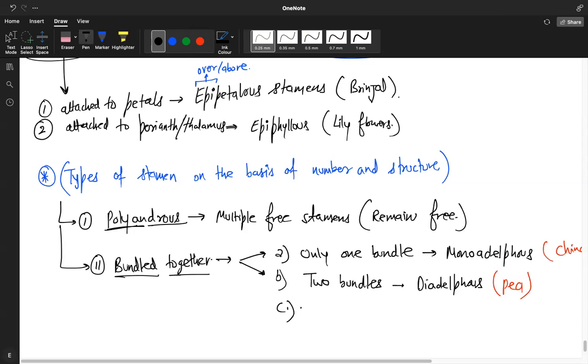And if there are more than two, they can be any number, we don't care. So in biology, we study mostly one, two, and more than two bundles. Then what will you call it? Polyadelphous. Yes, perfect. It's called polyadelphous.